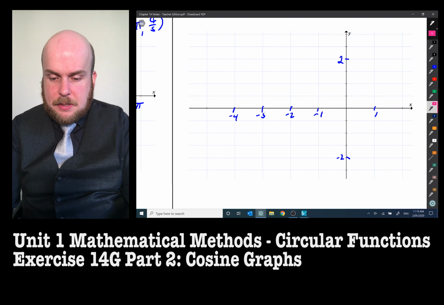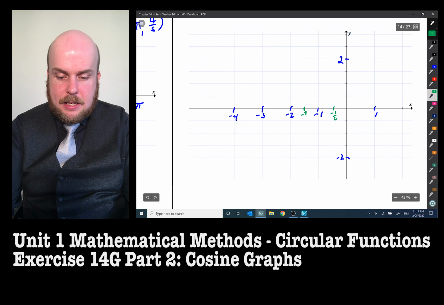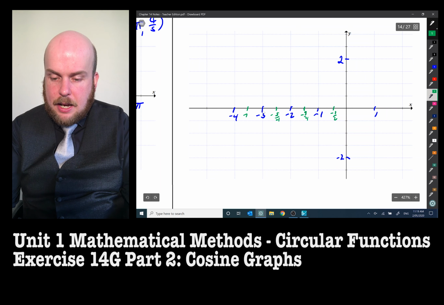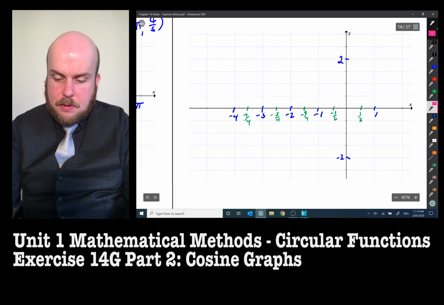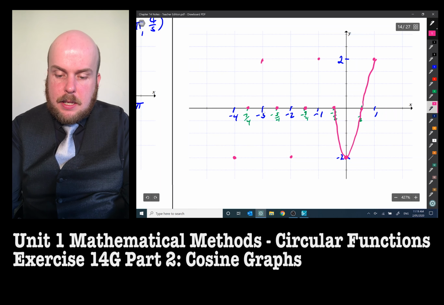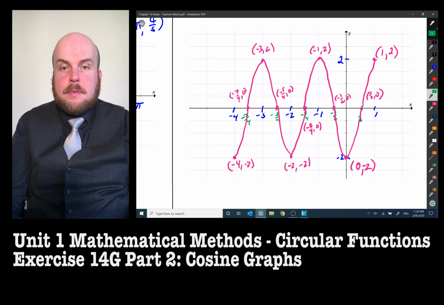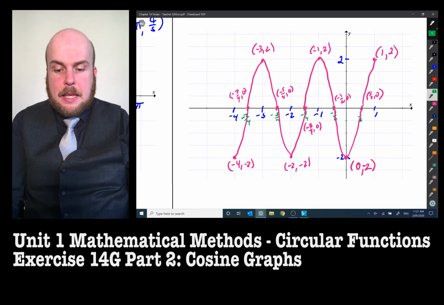Before I make a mistake, I better make sure I break this up into quarters. So that's -1/2, that's -3/4, that is -5/4, and that is -7/4, and that's a half. I'm going to do the exact same pattern as before. I'm just going to use my pink here, like so. And there is our graph.